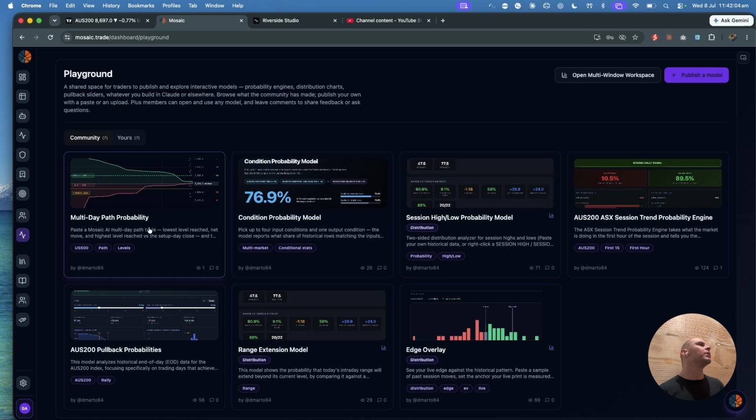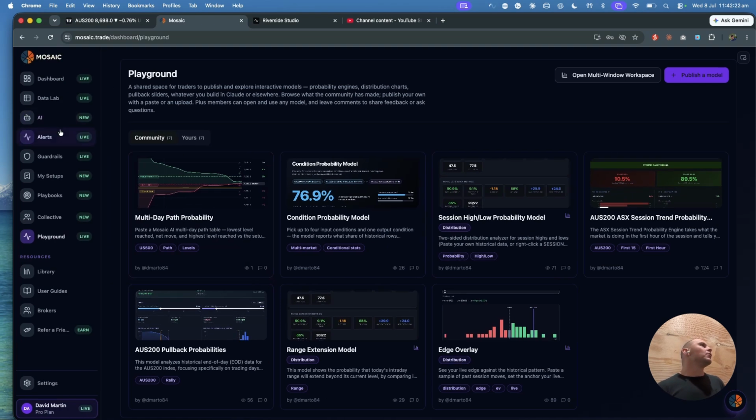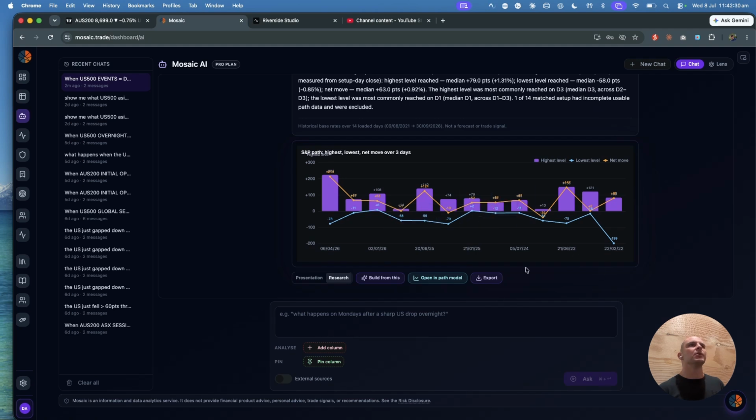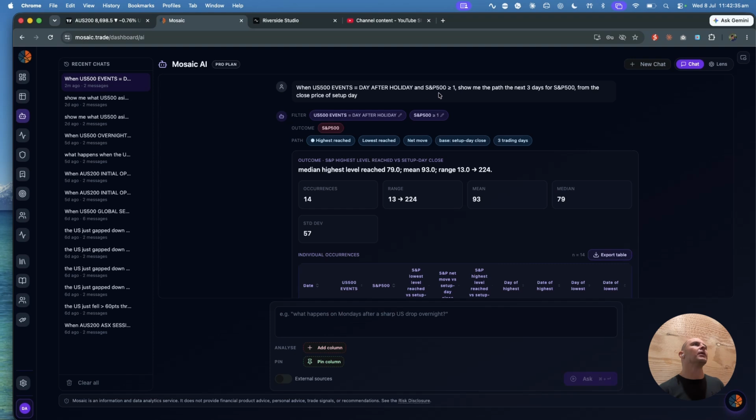Multi-day path probability. This is looking at, okay, when you've got a certain setup, what happens over the next X number of days. So it could be, I don't know, a big gap down or NFP or FOMC, anything like that. You can graph what it looks like. Because I'm lazy, I'm going to use the flow here. So I've just asked Mosaic AI here, okay, we've had the day after a holiday in the US, it's positive. What does the next 3 days look like?